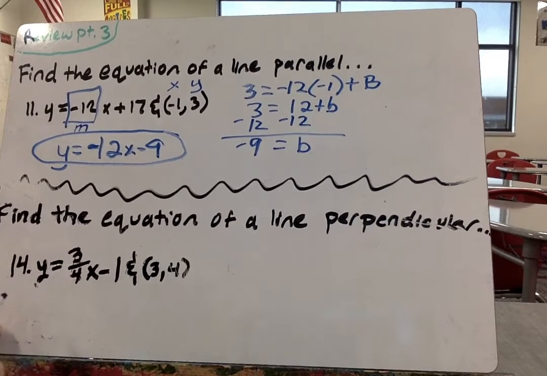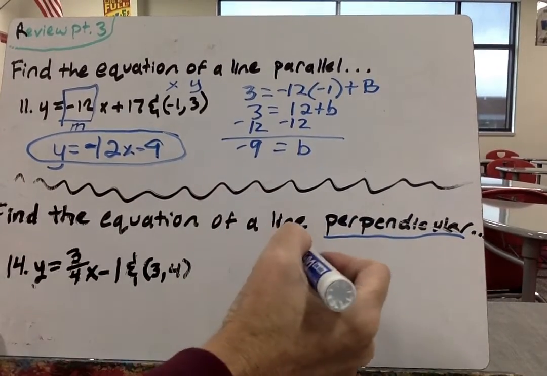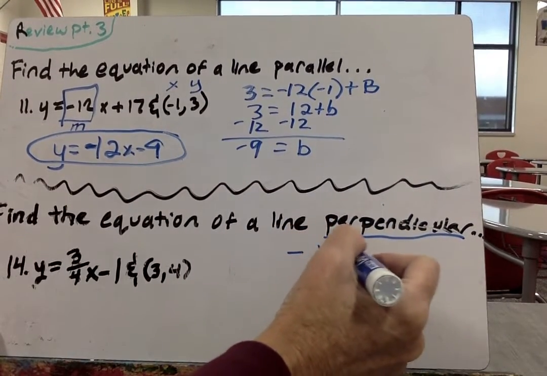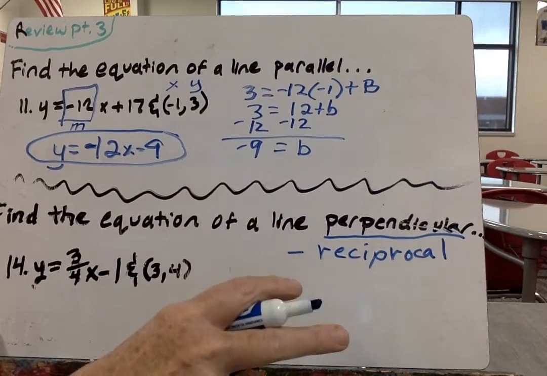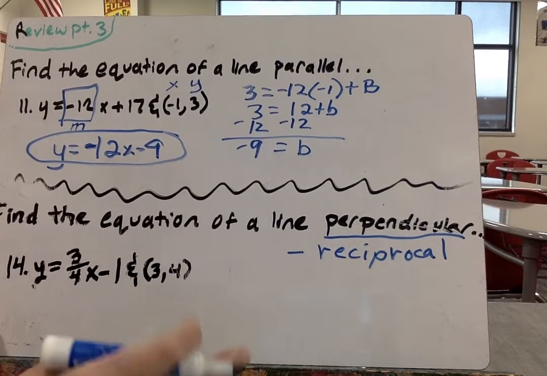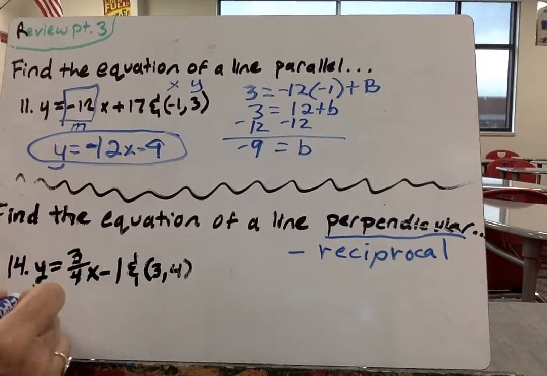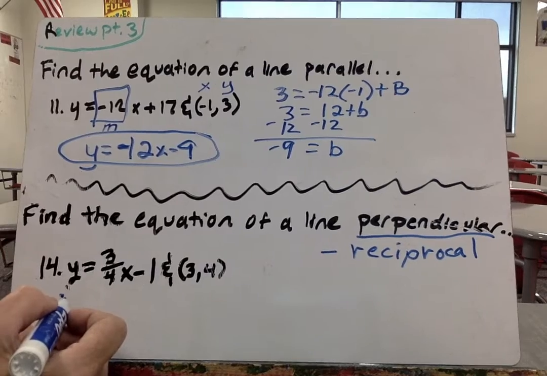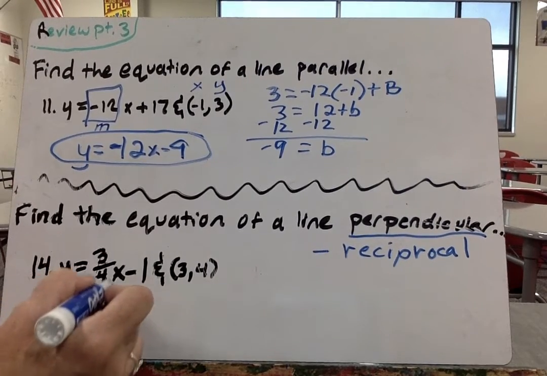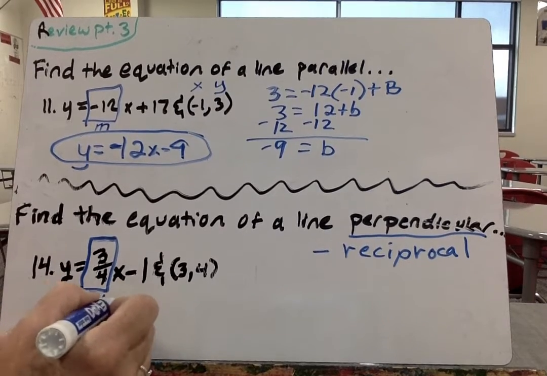Now we're going on to 14, the next section. Find the equation of a line perpendicular. So if it's perpendicular, it's going to be a negative reciprocal. Do you know what reciprocal means? Okay, remember if it's a fraction, you flip it. If it's a whole number, you make it a fraction and then you flip it. So if it's perpendicular to this line right here, number 14, then it's going to be a negative reciprocal. If this is 3/4, then it's going to have to be negative 4/3.